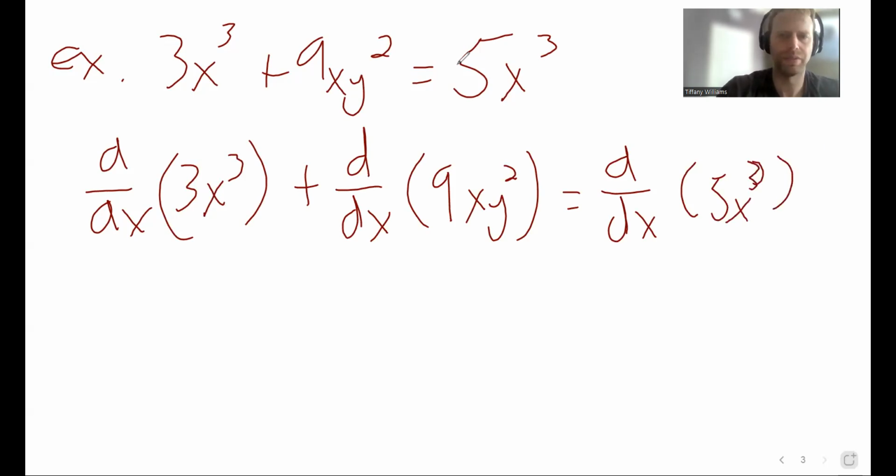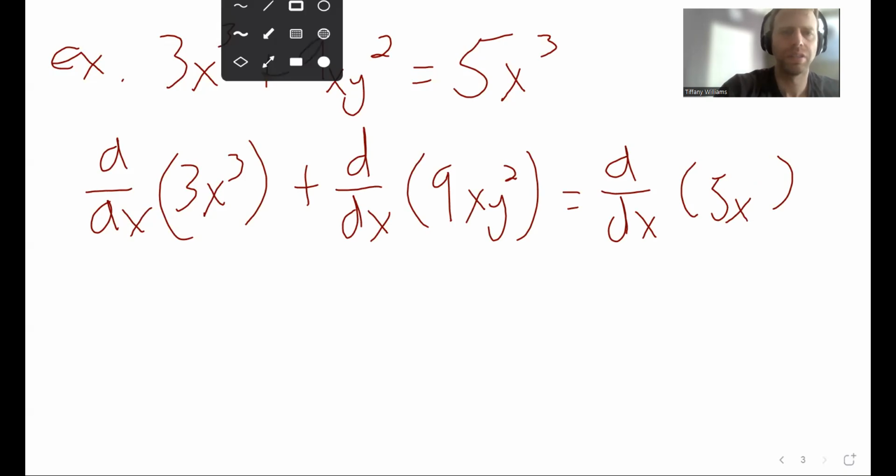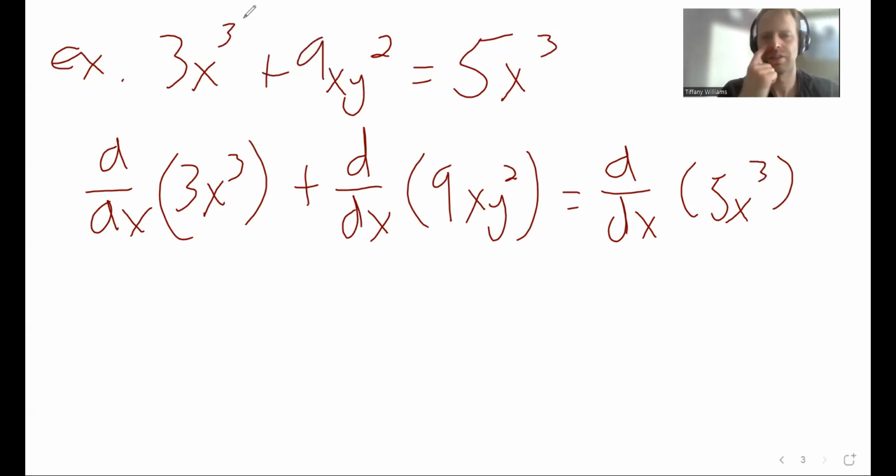Okay. Oops, let me make that a little bit nicer. Hold on. Here we go. Okay. So we'll go term by term here. So this first one here, 3x to the third, the derivative, again, just a simple power rule, is going to be 9x squared. Okay.